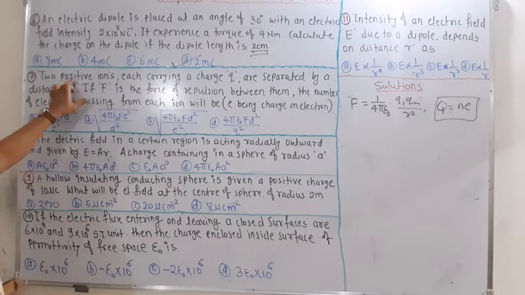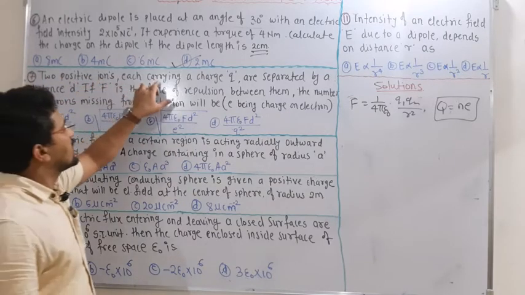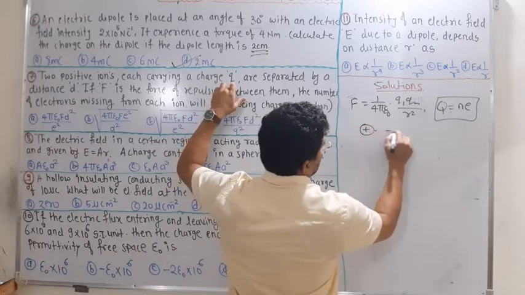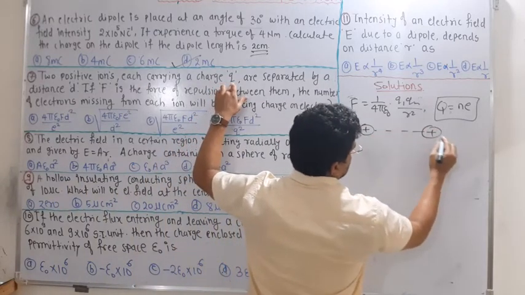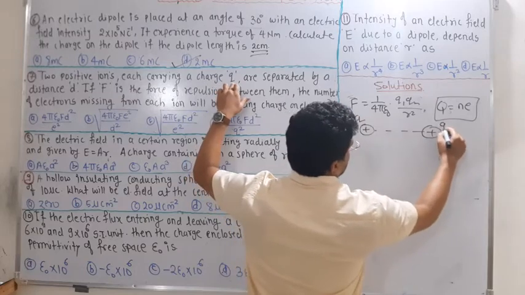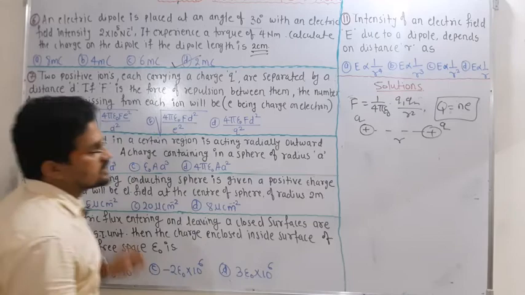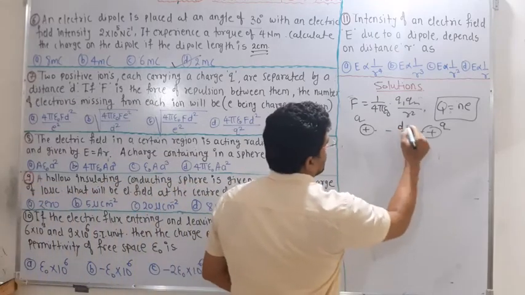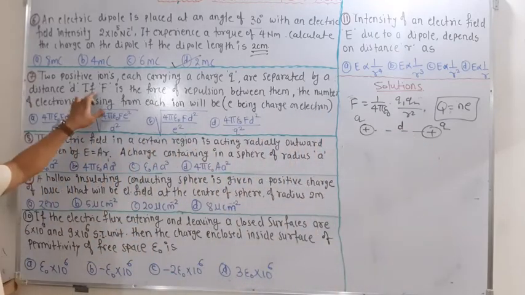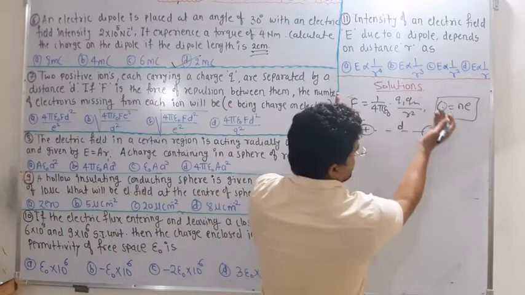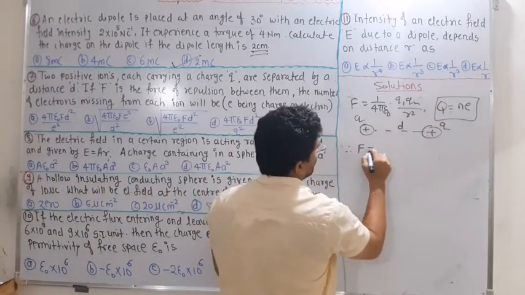So two positive ions are there, each carrying a charge q, and this is also q, separated by distance, not r, it becomes d. Next, if F is the force of repulsion between them, so there is force F between them.